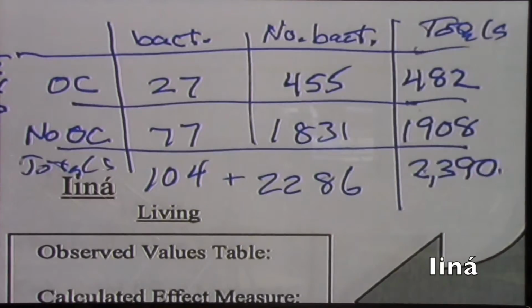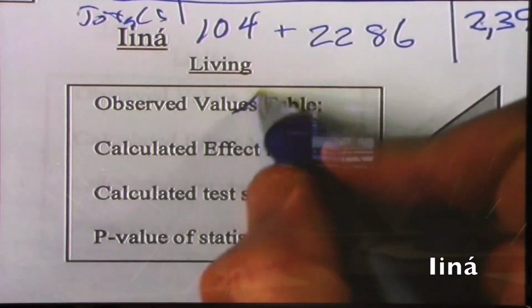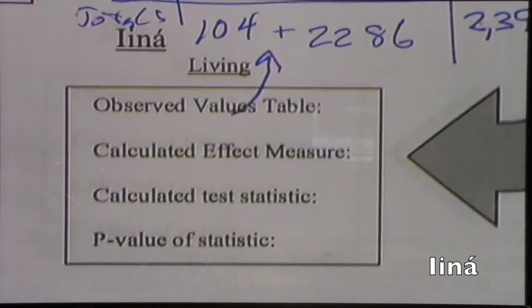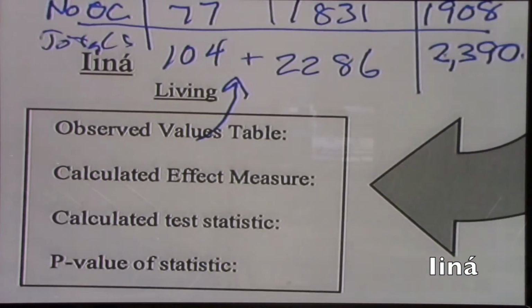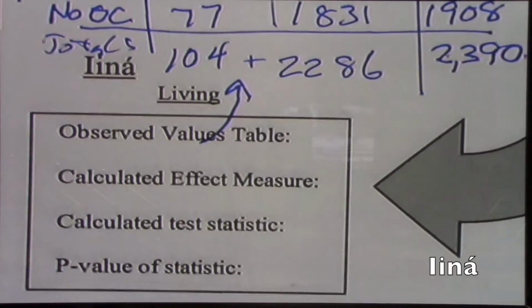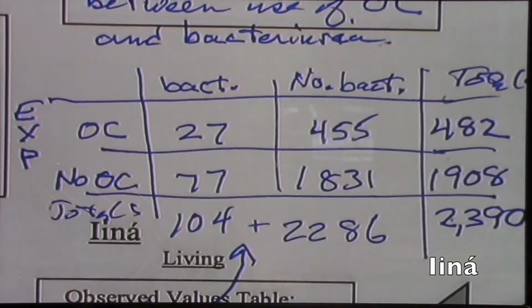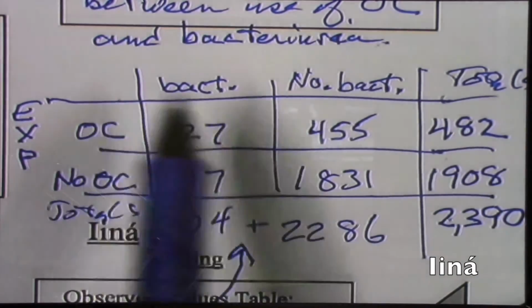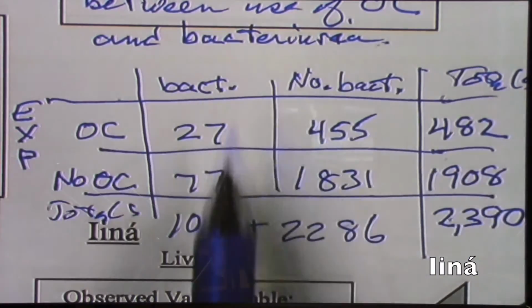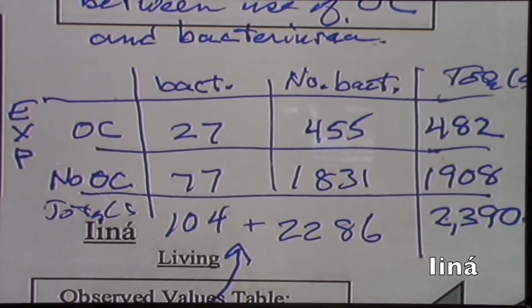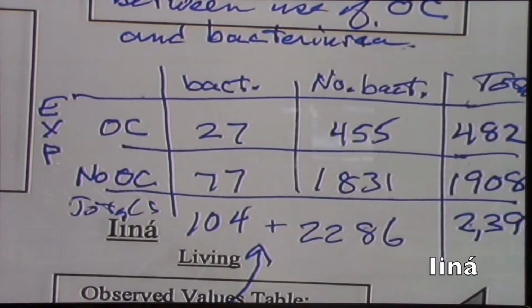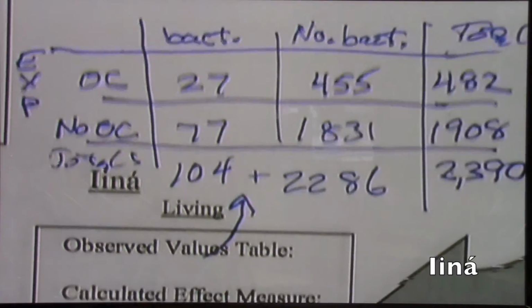Okay, so that is our observed values table. You may choose to put that on another piece of paper. You can easily insert a table with 4 columns and 4 rows in a Word document and fill in the blanks. That would be an easy way to create that table.